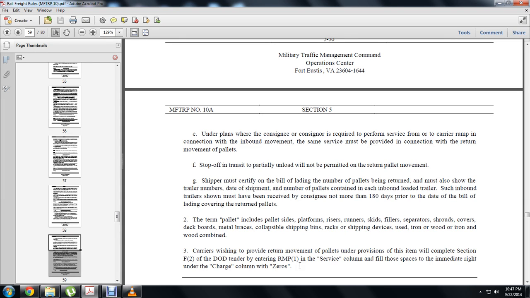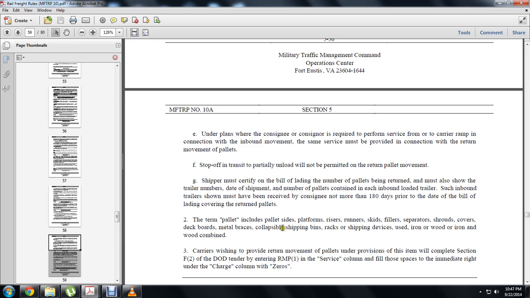Number of the pallets being returned and must also show the number of the trailers, date of the shipment, number of the pallets contained in each of the inbound loaded trailers. Such inbound trailers must have the receipt and consignor note not more than 80 days prior to the date of bill of lading covering the return pallets.